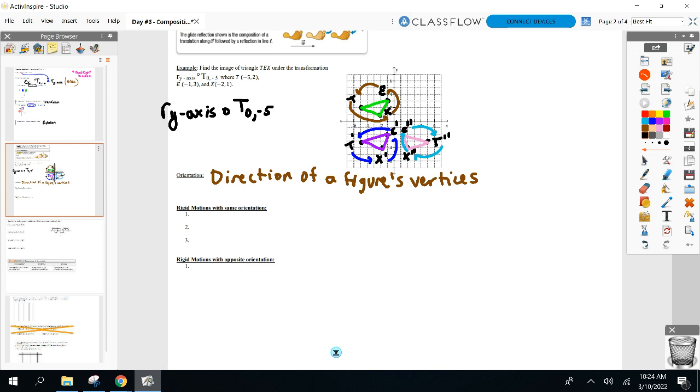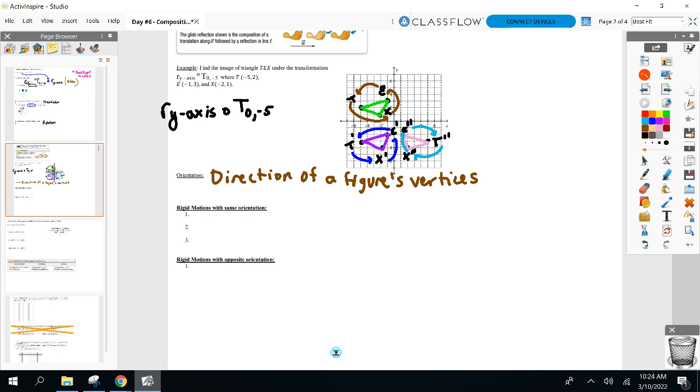Isn't one of them like translation? Okay, let's talk translation first. That is a rigid motion, correct. Here's what I want to know from you and your group. When I translate a figure, will it result in the same orientation as the original or opposite orientation? What do you guys think in your groups?